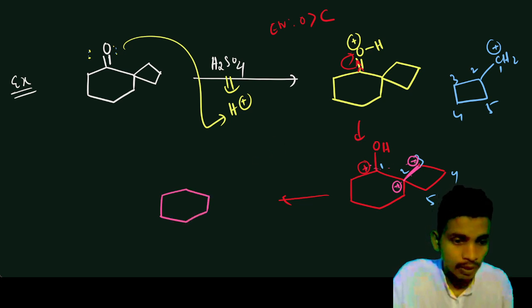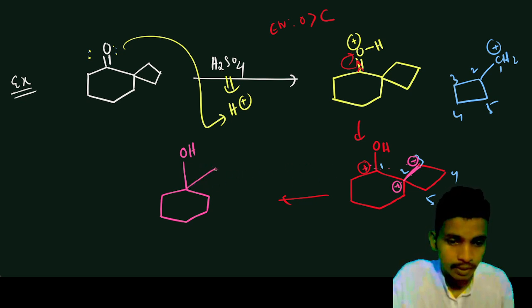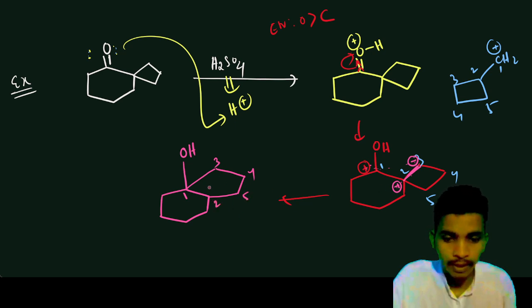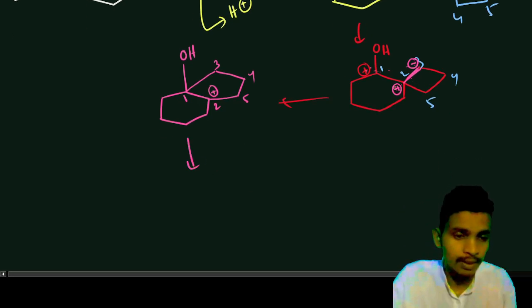So here 1 and 3 will make bonds. Here OH is there. So 1 and 3 make bonds. This one, 1, 3, 4. Okay, this is 1 and this is 3. This is 4. This is 5 and this is 2. And 2 will have the positive charge. Okay. Because what I say is that here the positive charge is there, so I make it.